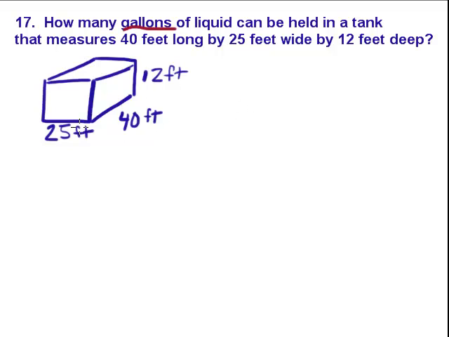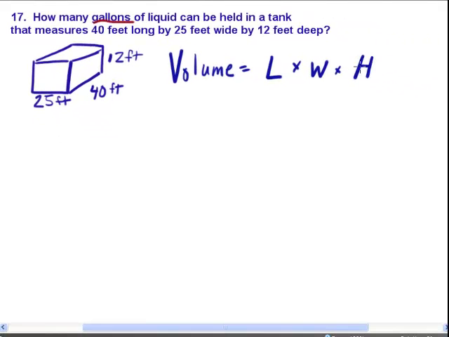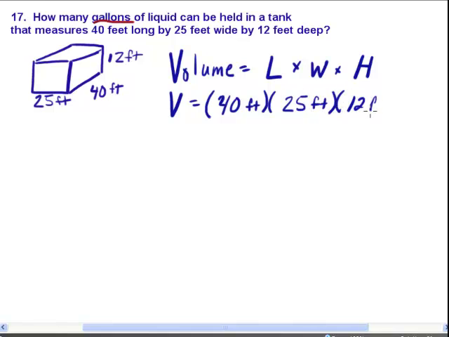Alright, so this is a rectangular tank, and again they're asking for gallons, so this is a volume. So let's find the volume of a rectangular tank, and it is the length of the tank times the width of the tank times the height of the tank, or the depth. Let's plug in everything that we know. The length of this tank is 40 feet. It is 25 feet wide, and it's 12 feet deep.